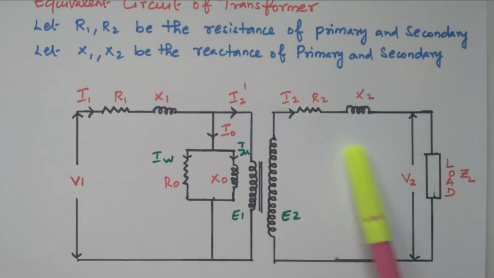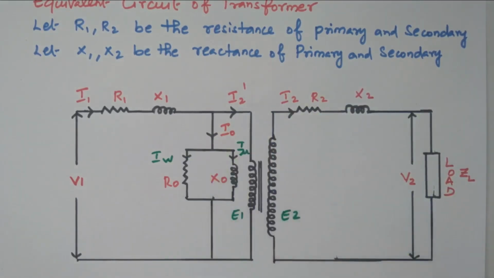I2 is the current flowing through the secondary winding. Now we can transfer all the parameters in the secondary winding to the primary winding, so that we can frame the equivalent circuit. For further calculation or other processes, it will be easier while transferring all the parameters from secondary to primary. Right.